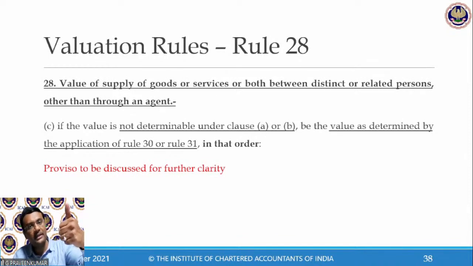Now, test your open market value, test your like kind quality. If these two fail, go for your rule 30.